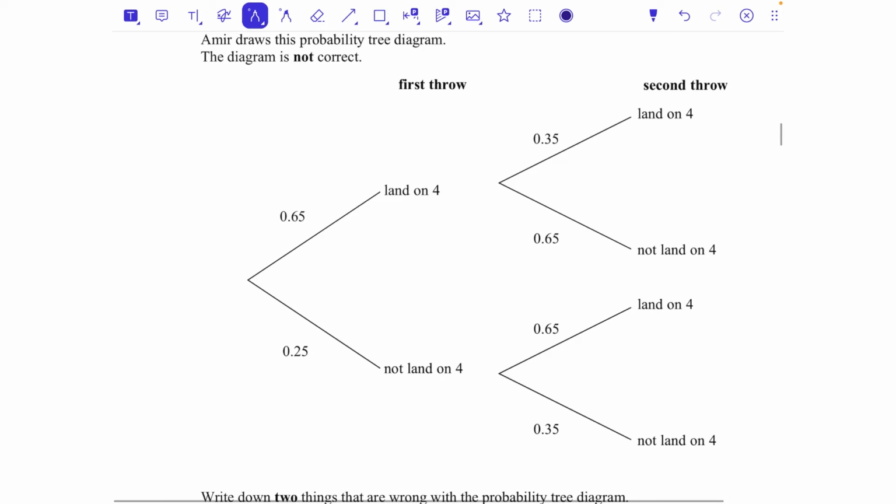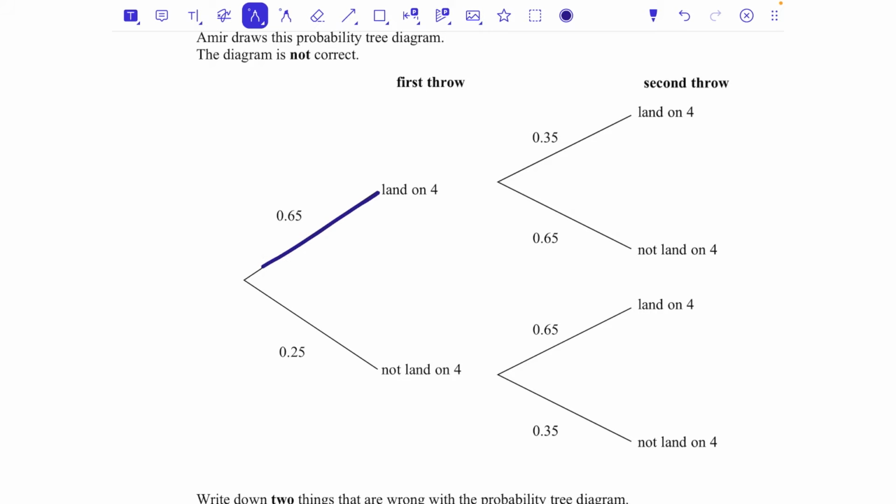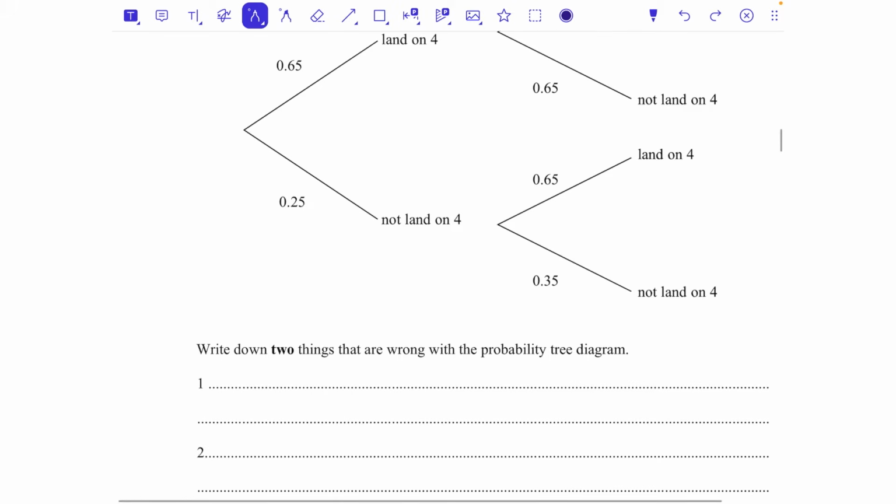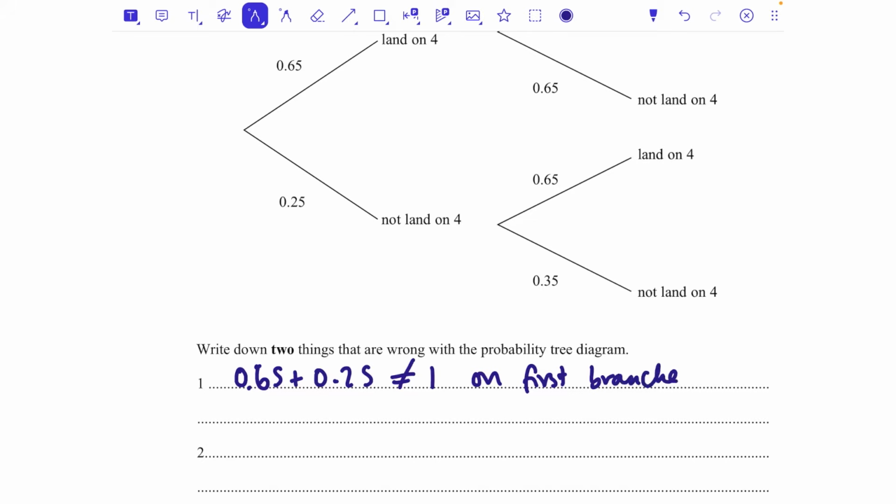So firstly, with tree diagrams, our branches here need to add to make 1. And that's because we're certain to either land on a 4 or not land on a 4. And if that's certain, the probability must add up to 1. So first thing I'm going to say is that 0.65 add 0.25 does not equal 1 on first branches. Great, and to make it really clear, we could even do this.